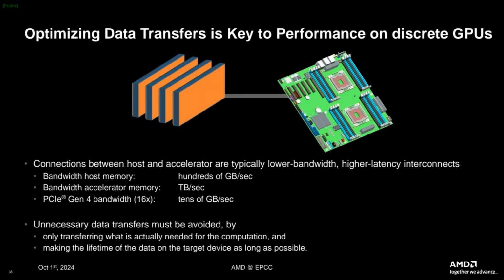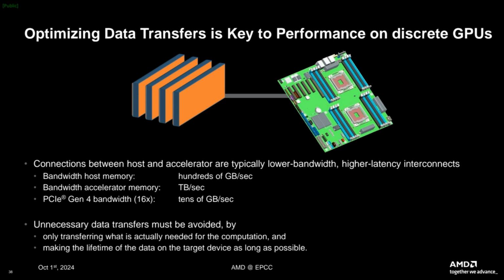So now we know how to do a computation on the GPU, but what is also important is that we have to optimize how data transfers are done, because the bandwidth for the host memory is hundreds of gigabytes per second, the bandwidth of the accelerator memory is terabytes per second, and the connection may be tens of gigabytes per second. So it can be very time consuming. So unnecessary data transfers must be avoided on a discrete GPU where we don't have a shared memory. So what I tell you now applies to discrete GPUs, not APUs. I will mention that later on again.